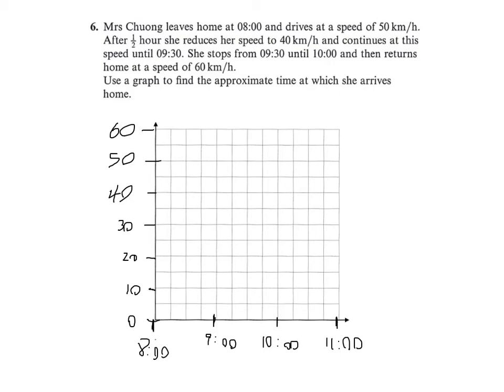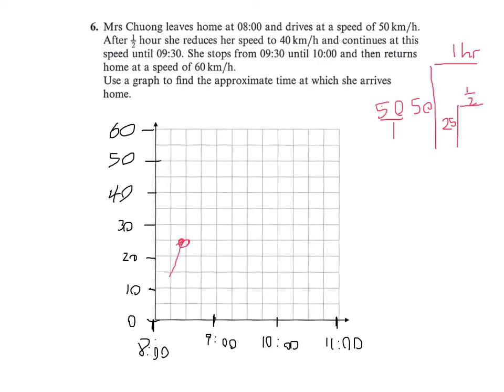Chung leaves home at 8 o'clock and drives at a speed of 50 kilometers per hour for half an hour. All right, so that means the slope here that she's going to be doing is 50 over 1. In other words, she's going to go up 50 and over 1, except it says we're not going over 1 hour. It says we're going over half an hour. In other words, we're going to go up a half, or 25, and we're going to go over a half an hour. Okay? So here we go. We go over a half an hour and up 25.